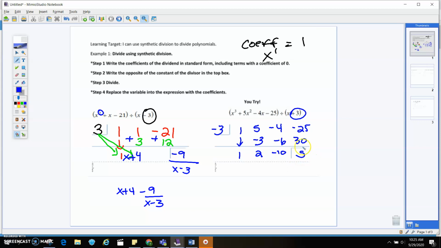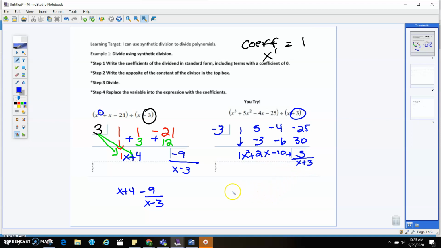The reason we put it inside this box is because it reminds us that, since it's in the box, we've got to put it over the divisor. So we go to our exponent, which is to the third, so we go x to the second. So x to the second plus 2x minus 10 plus 5 over x plus 3.